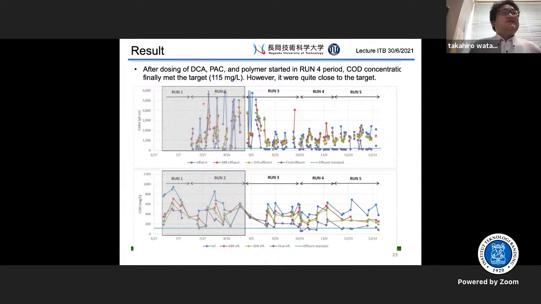This is a figure of the color and the COD during the experiment. After dosing the DCA, PAC, and polymer started in round 4 here, the COD finally met the target of 155 milligrams per liter. Here is evidence COD data. However, it was quite close to the target. Color also: sometimes we can meet the discharge standard, but sometimes exceed the standard. It depends on the influent characterization.